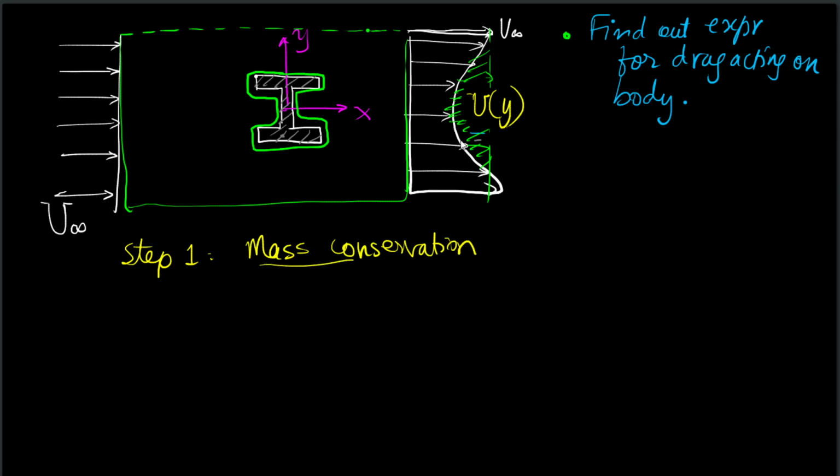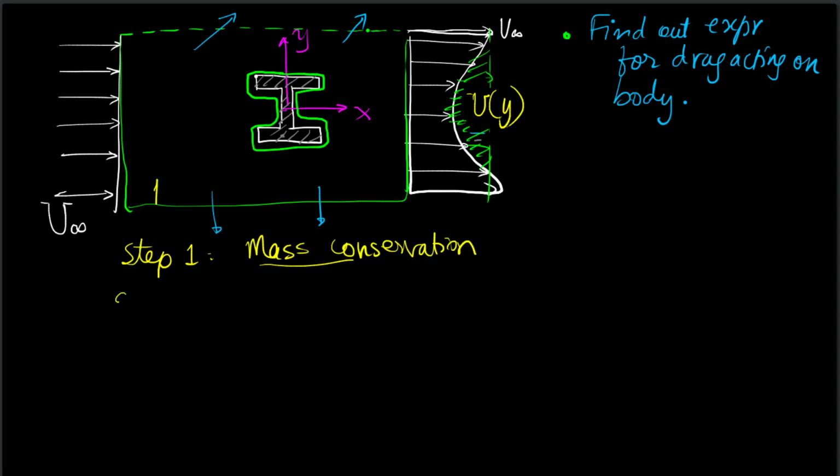Because of the reduced velocity over here, less mass is going out, and you should be able to convince yourself that if this mass comes in, less mass goes out, there has to be some mass which has to come out of these faces as well. So this is the first step. So we have to first do the mass conservation. So let us write it down.